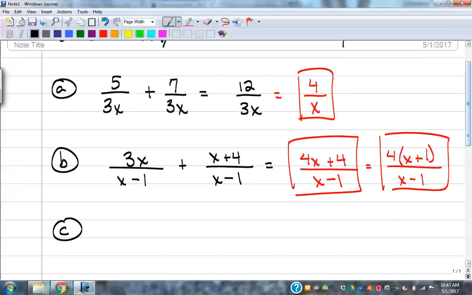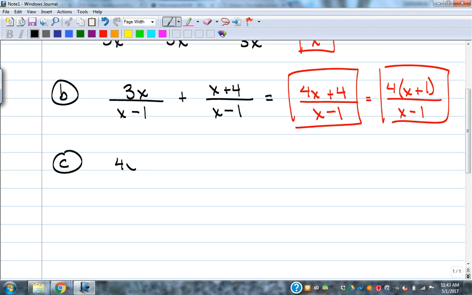Let's do another one. 4x plus 1 over 2x minus 1 minus 2x plus 2, over 2x minus 1. So subtraction problem.